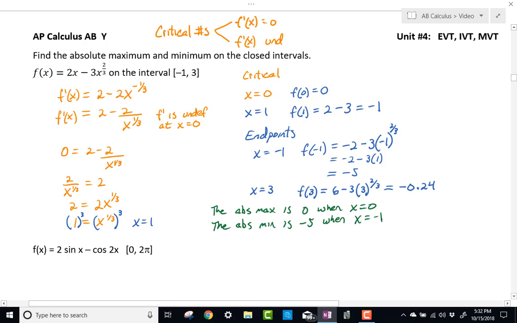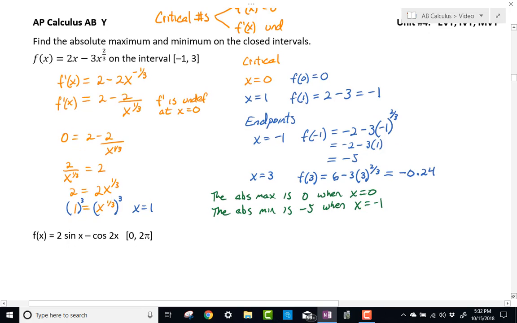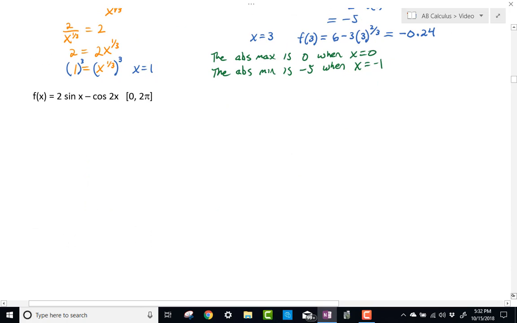All right, so sometimes your maxes and mins are going to come from your endpoints, other times they're going to come from the critical points here. All right, let's take a look at the next one here.